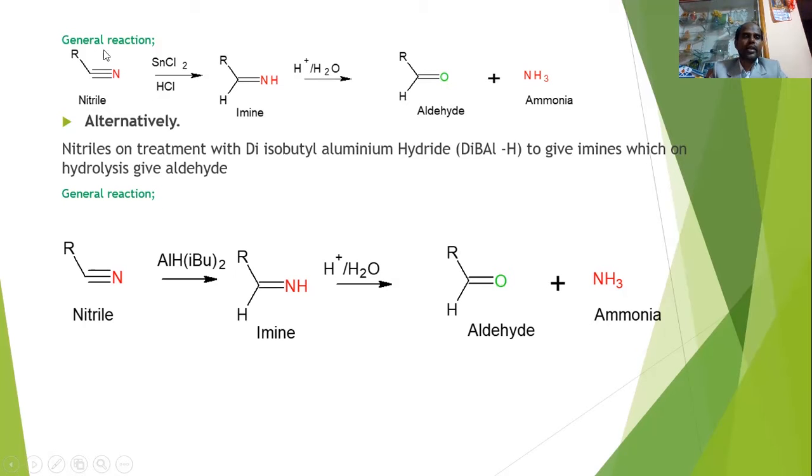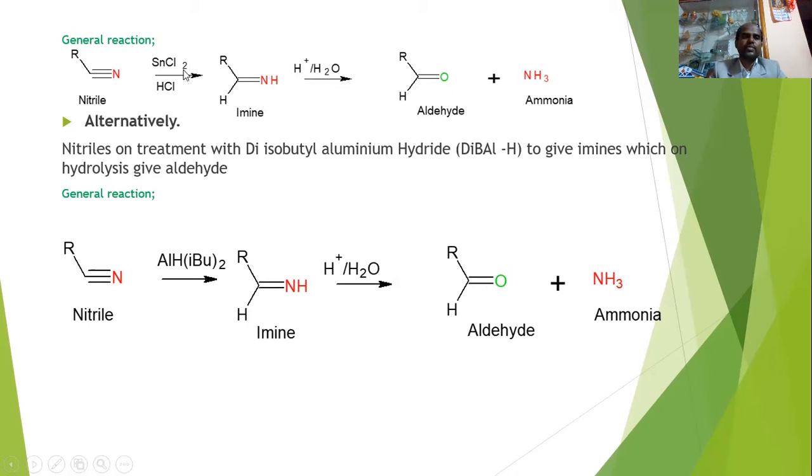This nitrile, when it is treated with stannous chloride in presence of HCl, HCl will act as a source of H+. Stannous chloride will act as a source of electron. This electron gives rise to a carbanion here, which picks up this proton, forming an imine, and these imines are unstable in presence of acid, so they undergo hydrolysis, forming an aldehyde. So that means nitrile undergoes reduction in presence of stannous chloride and HCl, gives imine. The obtained imine on hydrolysis gives aldehyde. This method is called Stephen's method.